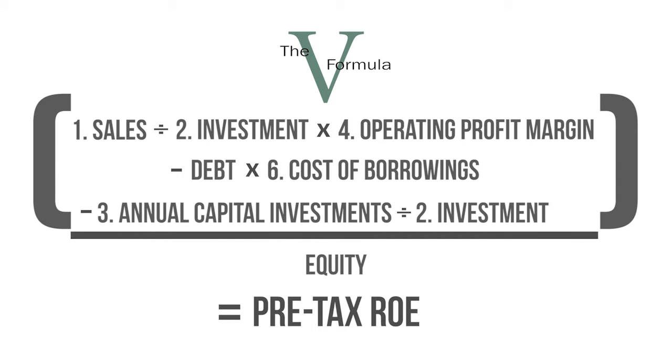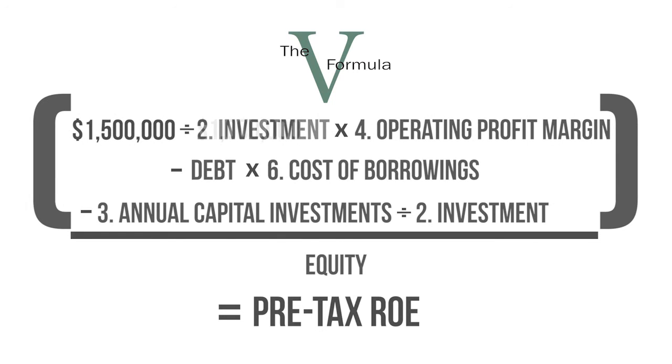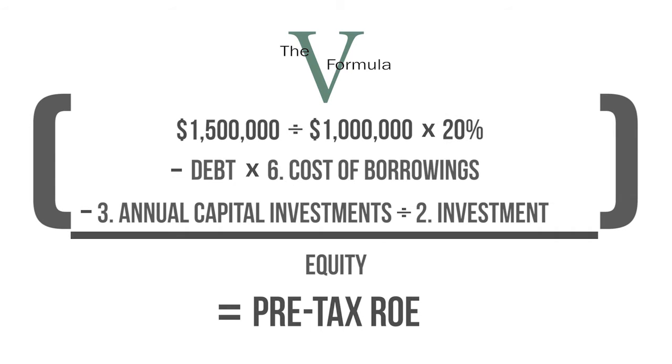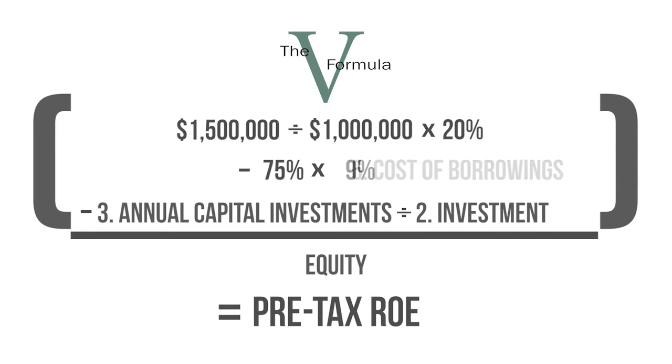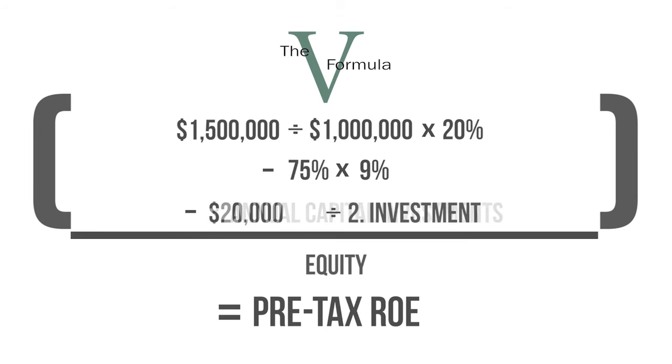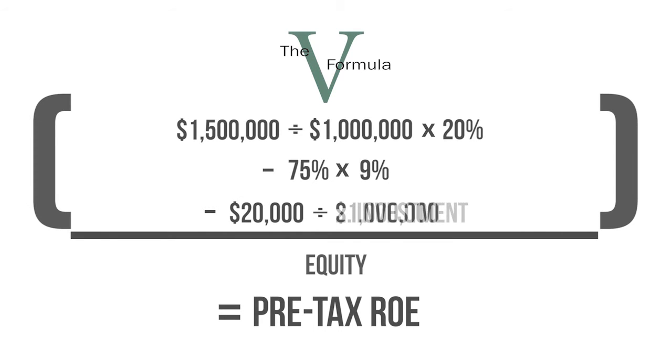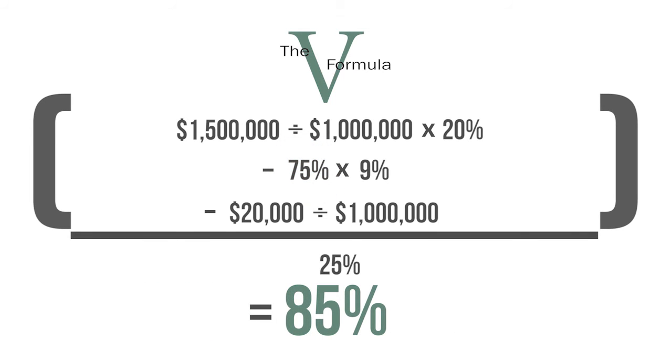So let's plug in the variables using the example at the very beginning of this lesson. You take $1.5 million in sales, divide it by the $1 million of investment. You multiply that by the 20% EBITDA margin. Subtract the product of 75%, which is the proportion of the company funded by leverage, times the cost of that leverage, which is 9%. And then you subtract your annual recurring capital expenditures as a percentage of the $1 million investment. Now, divide this by the portion of the business that's funded with equity. That amount is going to be the inverse of the portion funded with debt. And there you have it, an 85% current pre-tax shareholder rate of return.